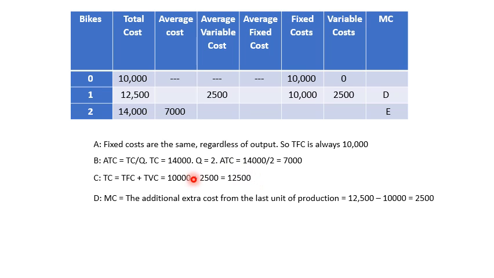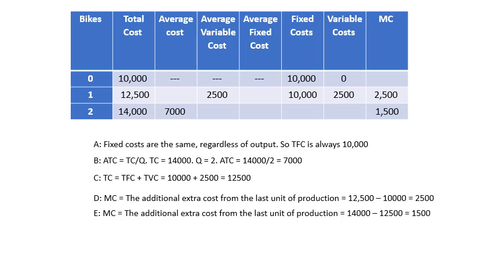For D, now we need to use the idea of marginal cost. So to remind you, marginal cost is the additional extra cost from the last unit of production. So the question is, how much extra cost did we take on by going from 0 bikes to 1 bike? Well, for that, all we need to do is look at the difference of how the total cost changed between the two. It went from 12,500 to 10,000, so the extra cost we added on there was 2,500.